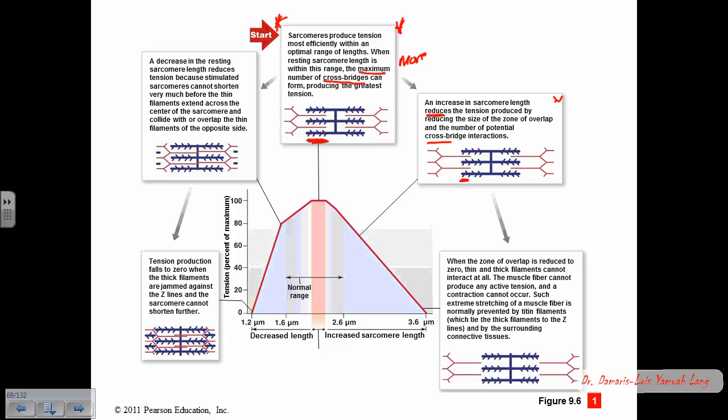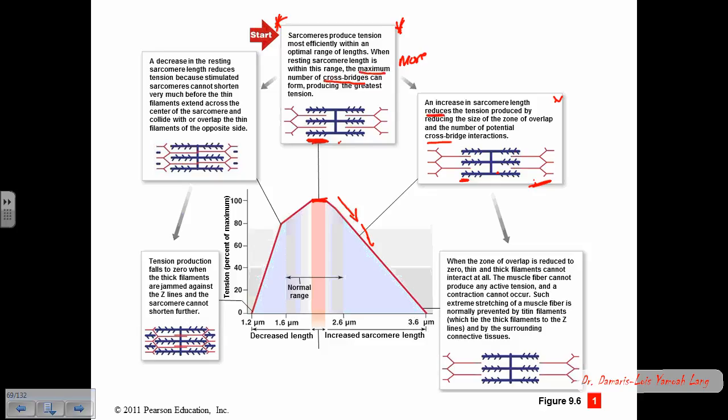So this one will have more tension. That's why you see it's over here. This one will have what? More tension than this one. This one, the tension will be what? Less, because there's less cross bridges that can occur because there's less overlap. Are you all getting this?